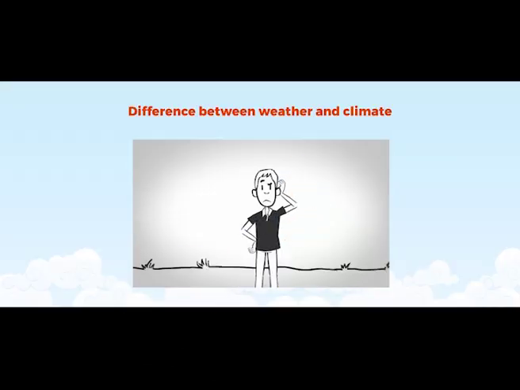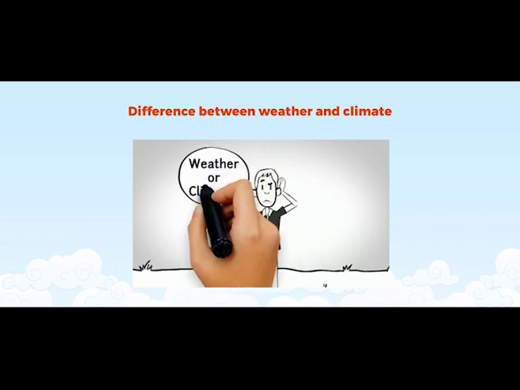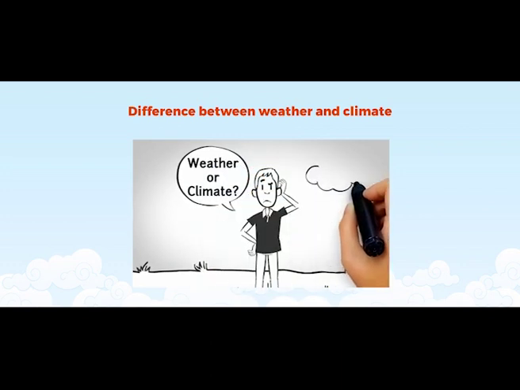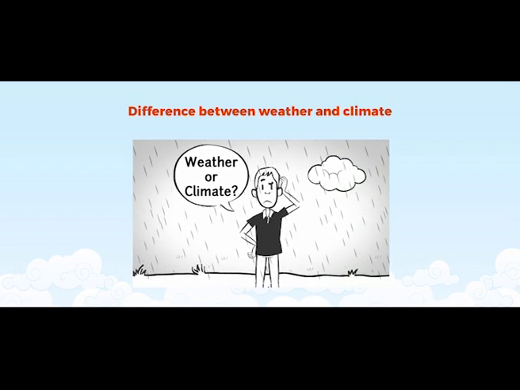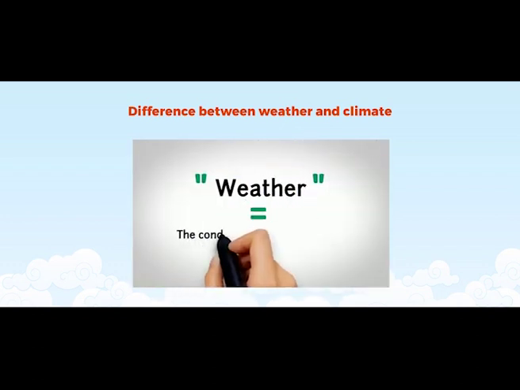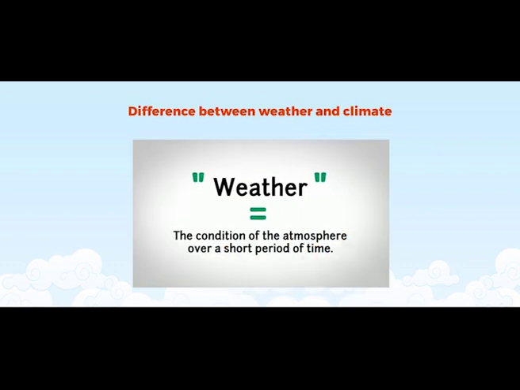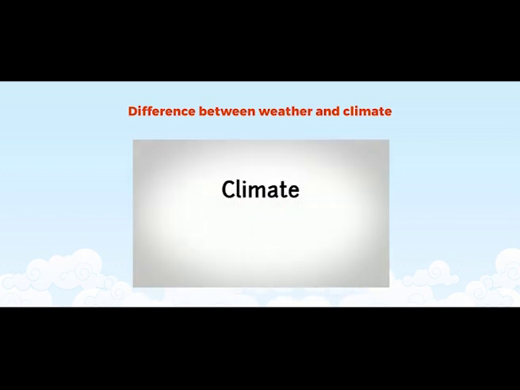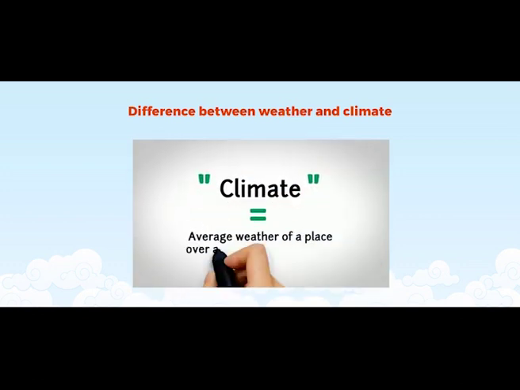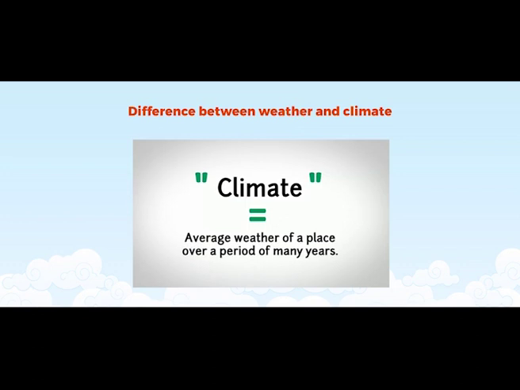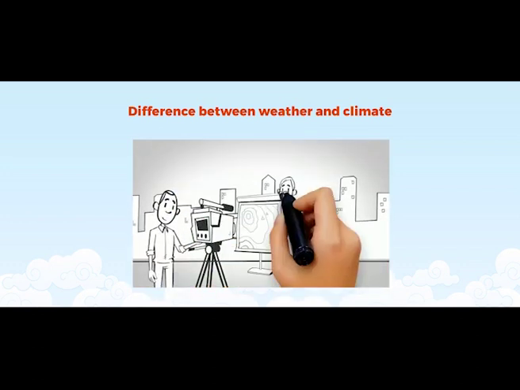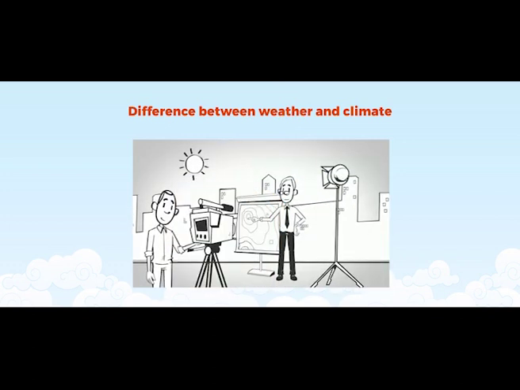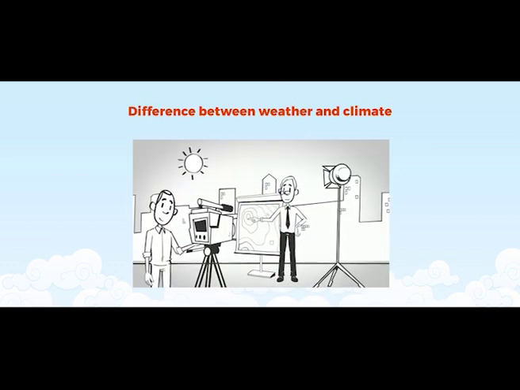Weather and climate are two similar words with very different meanings. As a result, many people end up using them incorrectly. Weather refers to conditions of the atmosphere over a short period of time, from minutes to days, while climate means average weather of a place over a period of many, many years. Weather is what TV presenters forecast, like sunny, cloudy, windy, storm, etc.